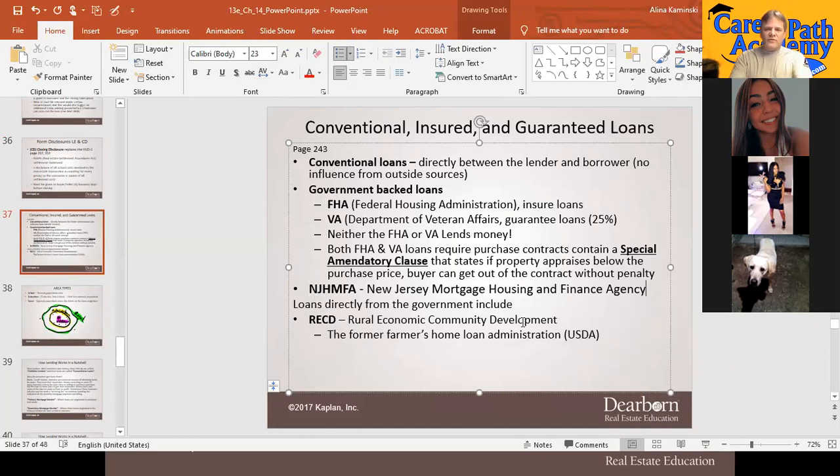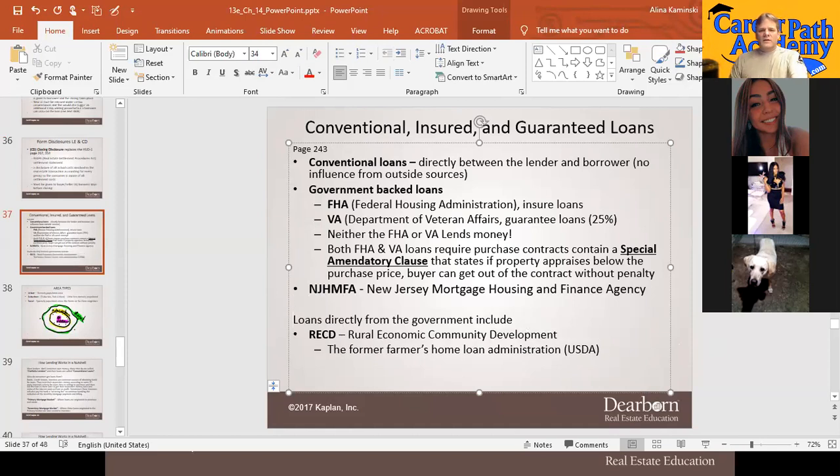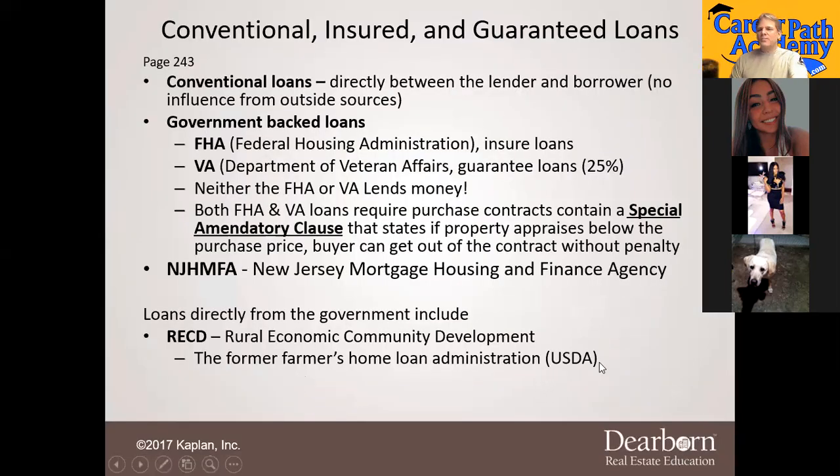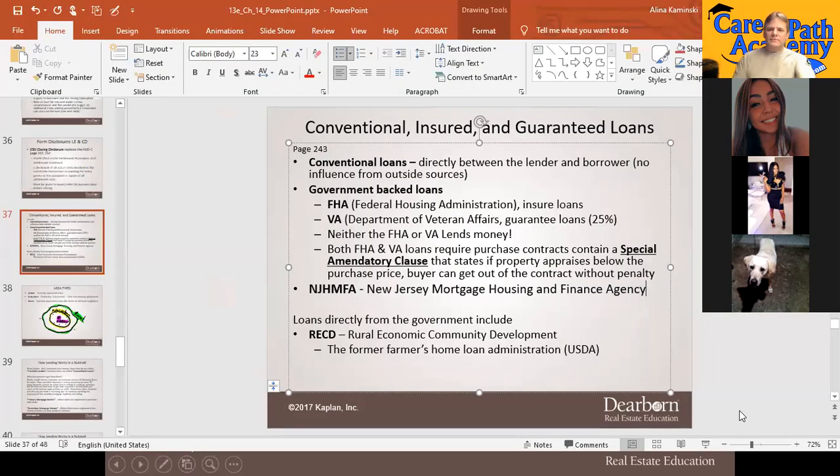Loans directly from the federal government here, however, include from the Rec D, formerly called the Farmer Home Loan Administration, and you get them from the USDA. That's the United States Department of Agriculture, okay? NJHMFA is a New Jersey program. Once again, you get these loans from a lender. They do not lend money, okay?